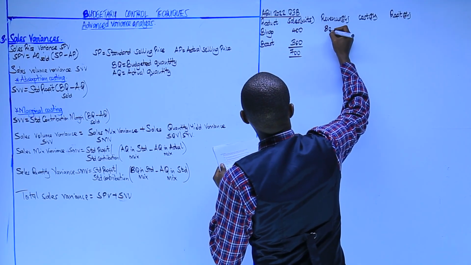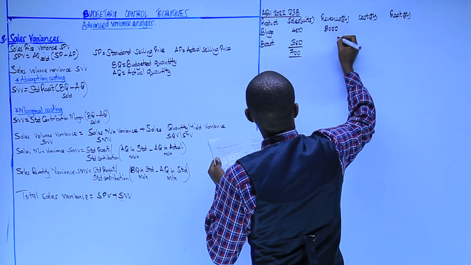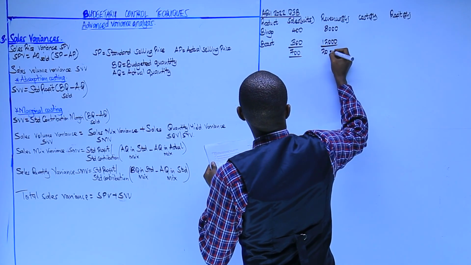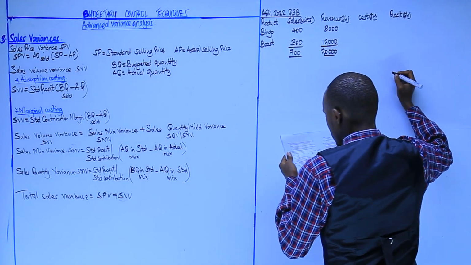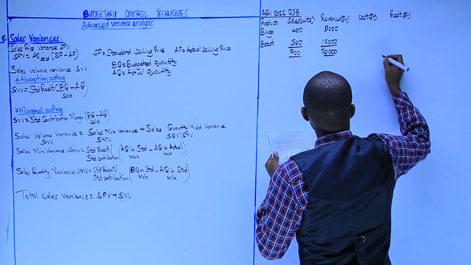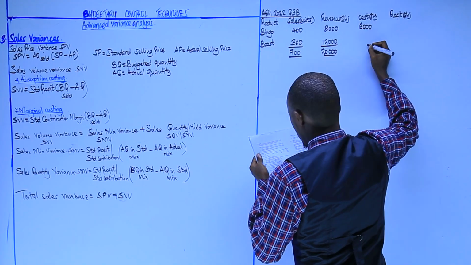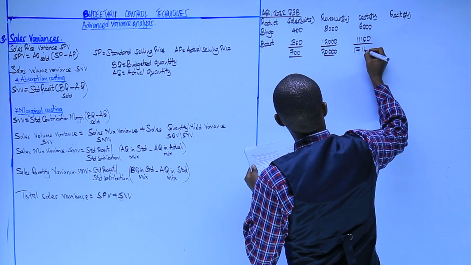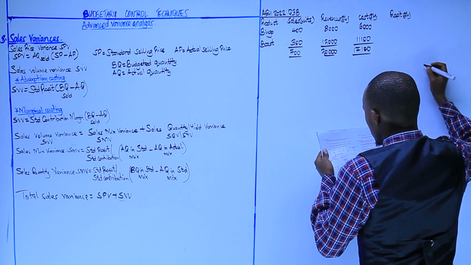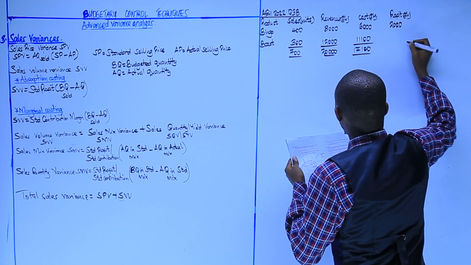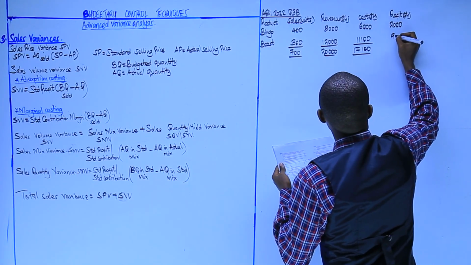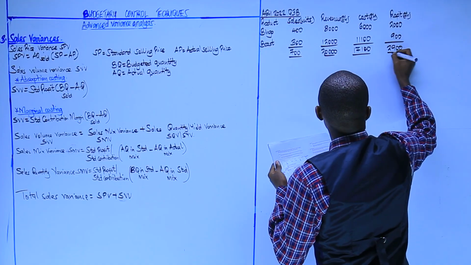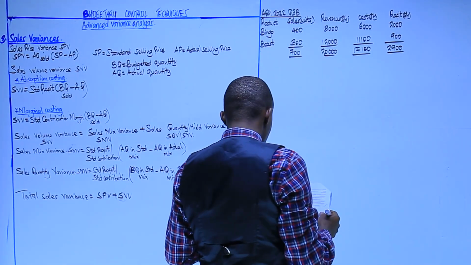Your revenue was 8,000, 12,000. So your total revenue is 21,000? Cost is 6,000, 11,100. Total is 17,100. Your budgeted profit was 2,000 and 900, so your total budgeted profit is 2,900.